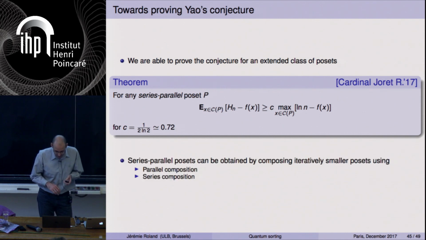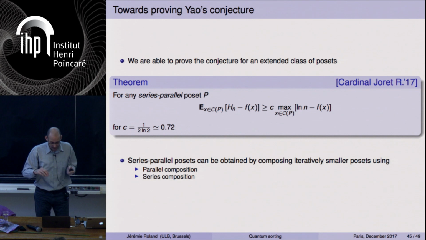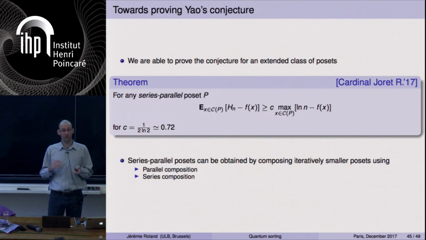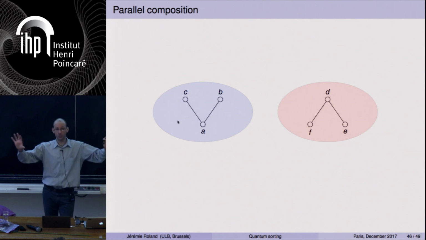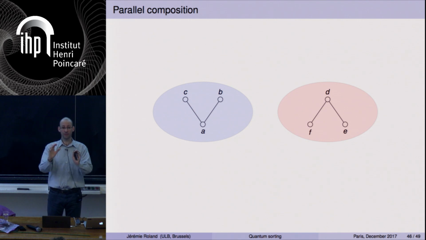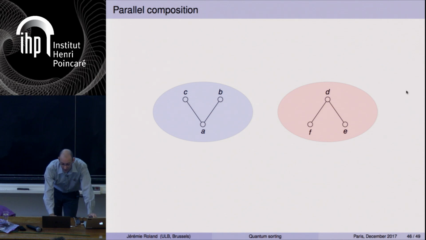So what is a series parallel poset? These are posets that you can obtain by starting from single elements and combining them using two compositions, parallel composition and series composition. Parallel composition is very simple. You take two different posets, or two different sets of elements with some partial order between them, and then you take them together. Note that this is not a trivial composition, because now when you're trying to sort this thing, not only do you have to sort these elements between each other, and these elements between each other, but also you need to find the relations in between these two posets. Okay, so this is called a parallel composition.